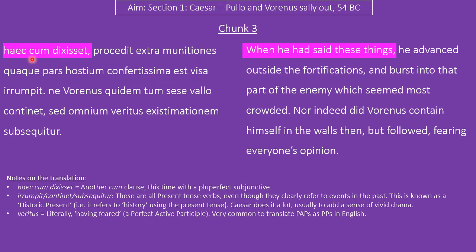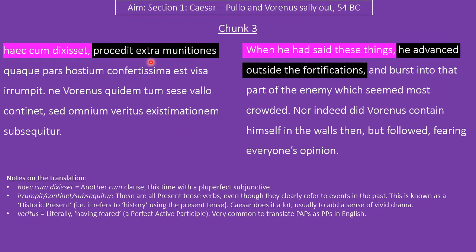Cum dixisset, when he had said these things, he procedit extra, he advanced outside the munitiones, and erumpit, that part of the enemy, hostium, which est visa, seemed, confertissima, most crowded. Remember, superlatives are often a nice thing to discuss in the style sense, because they are, by definition, quite emphatic words.